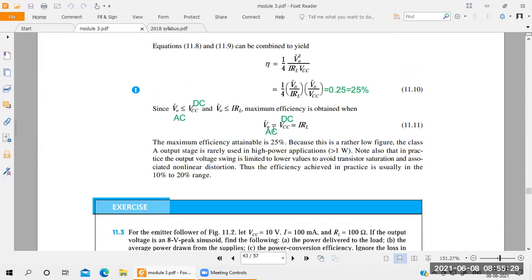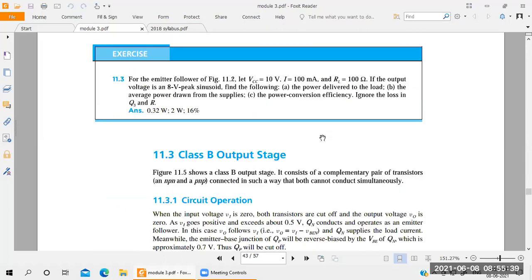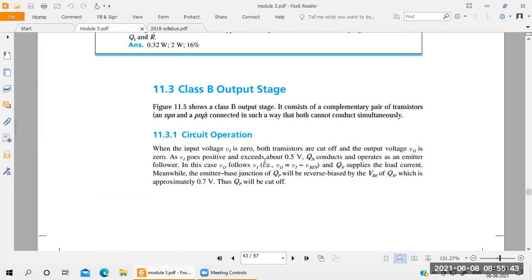So the AC voltage is equal to the DC, and DC is equal to I into RL. All are the same equation here. V is equal to what? I into R, right? Same thing, taking the DC current and the load resistance. So next we'll move on to the class B power amplifier.